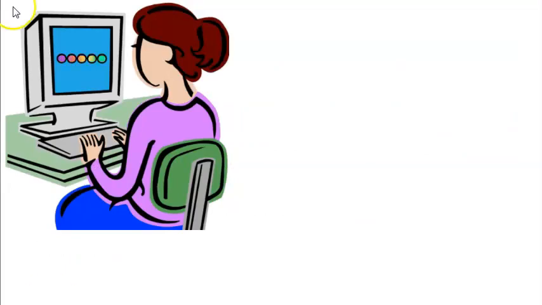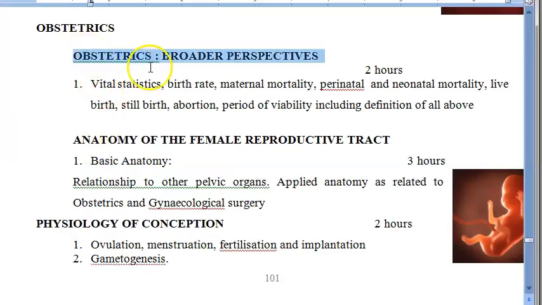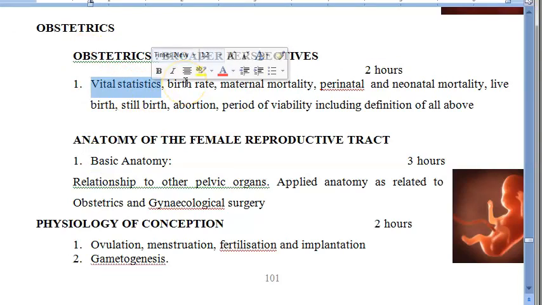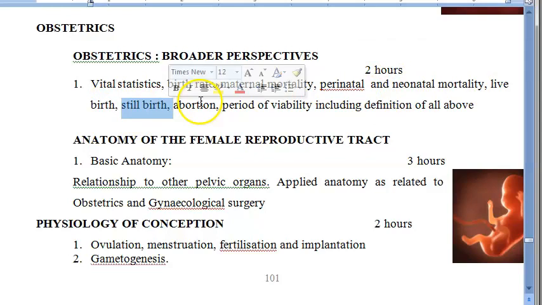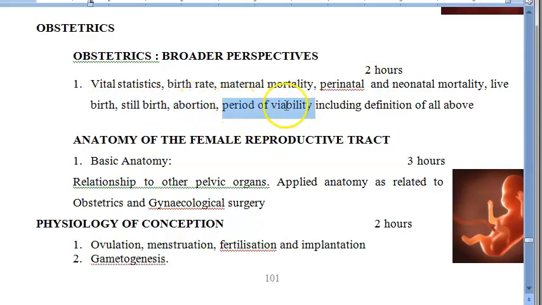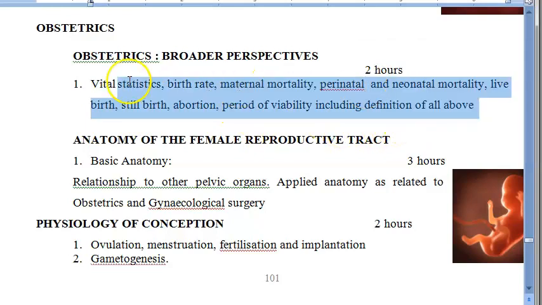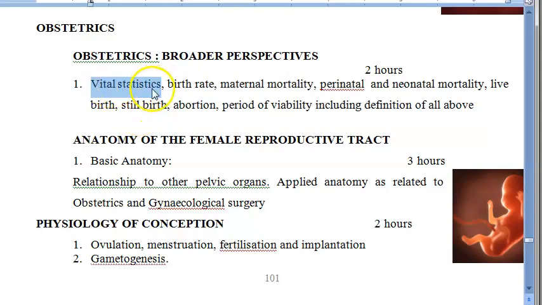Now let us look at the actual syllabus, the course content. Vital statistics, mortality rate and all that. Infant mortality rate, birth rate, maternal mortality, perinatal and neonatal mortality, live birth, stillbirth, abortion, period of viability. All these are vital statistics. You should know what they are in India, in your state, how we are different from the world and how much we have to improve.